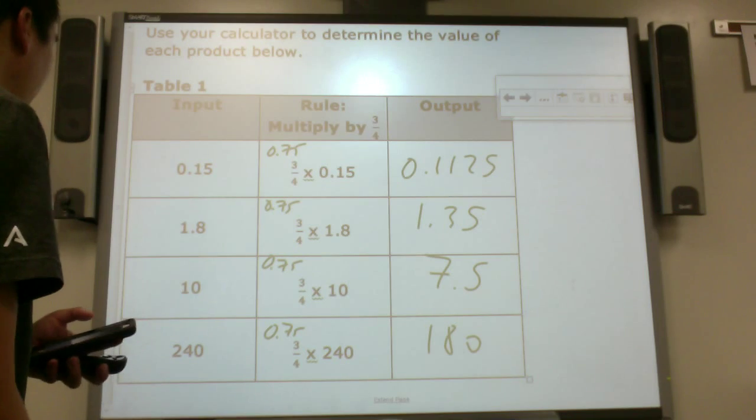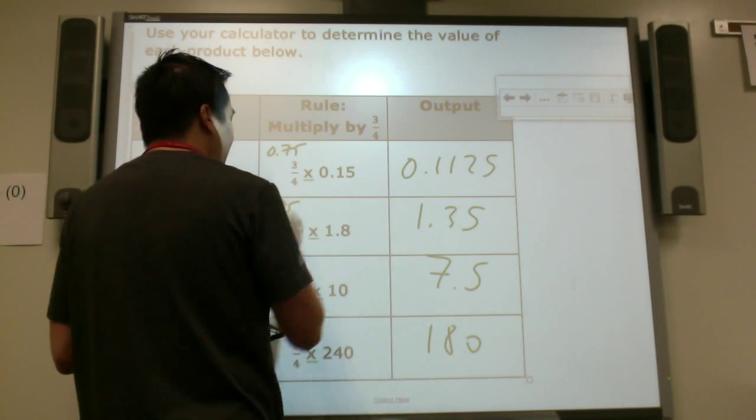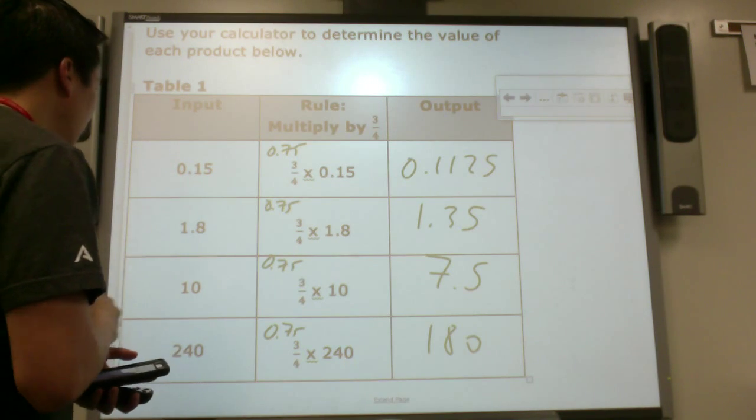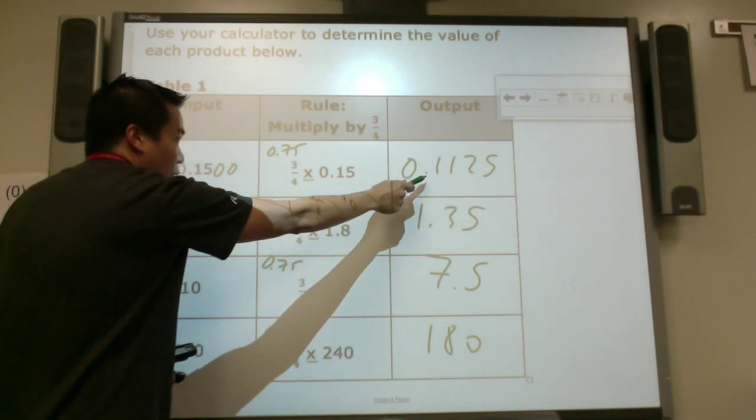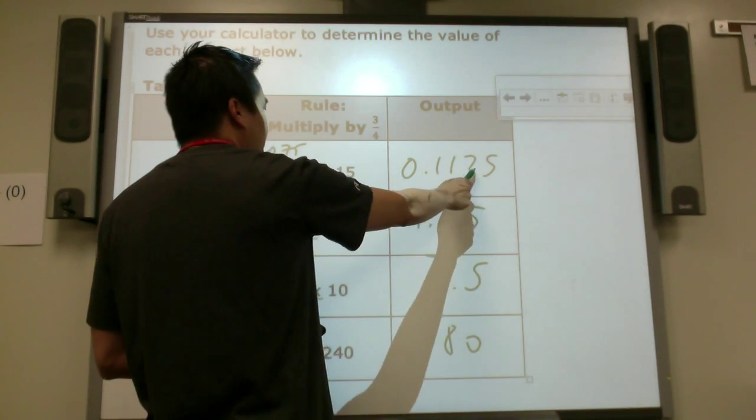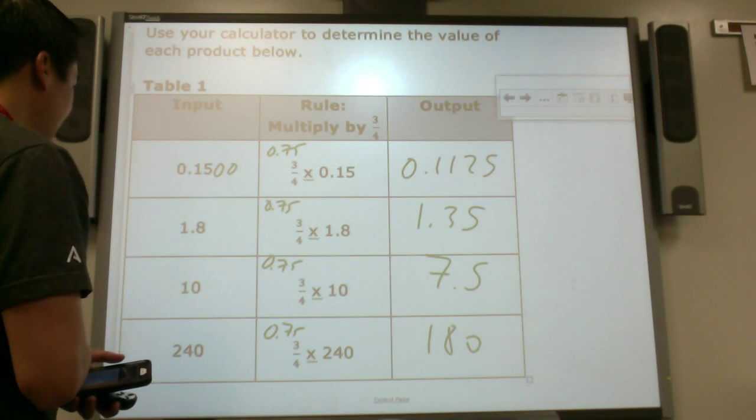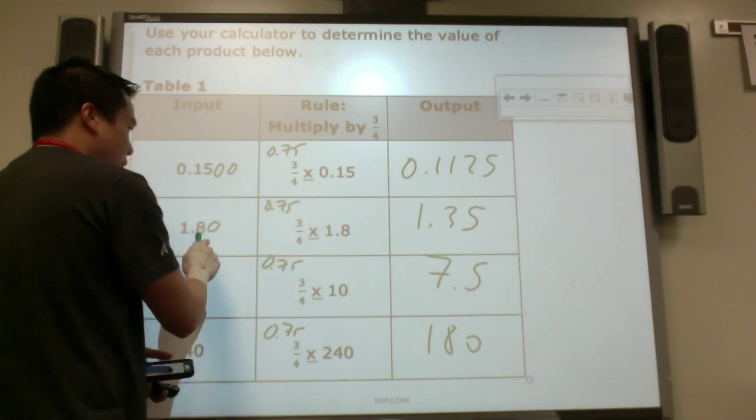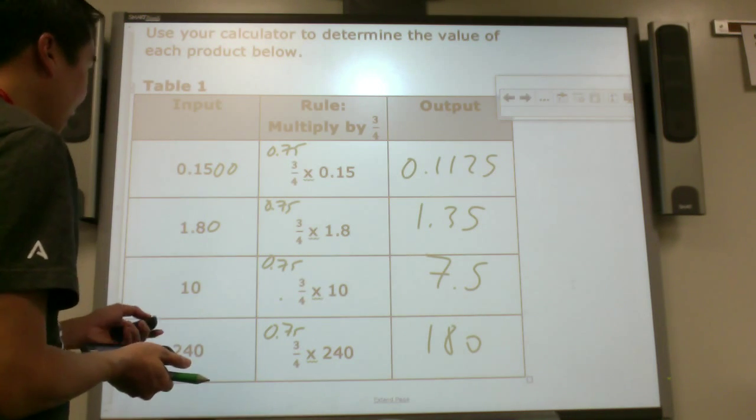So let's think about it. I started with 15 hundredths, then I multiplied by 3/4. It got smaller. If you don't know why, I fixed some placeholders here. 1,125 ten-thousandths is smaller than 15 hundredths. And as you see, it's getting smaller. Let's go to the next slide.